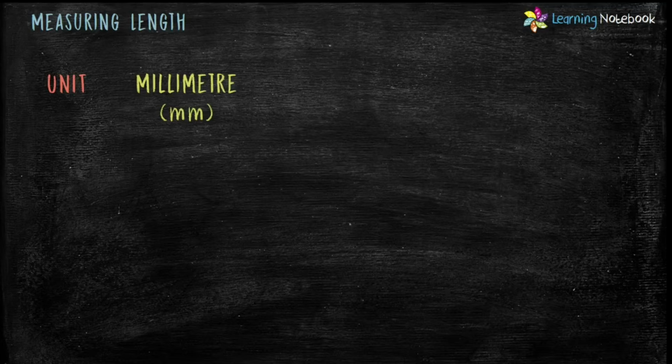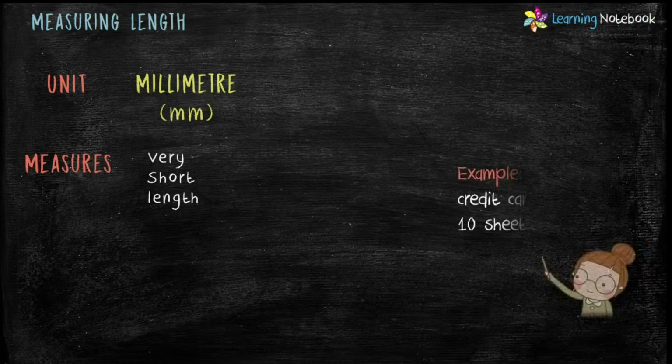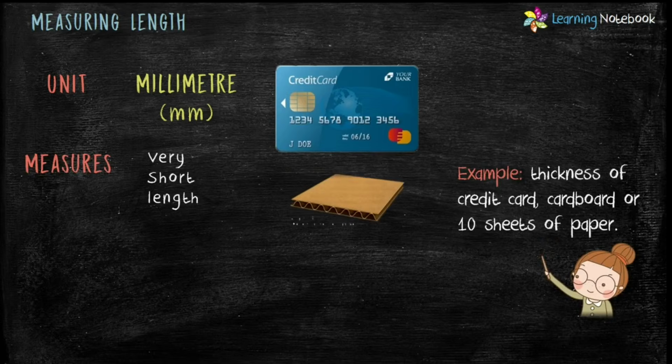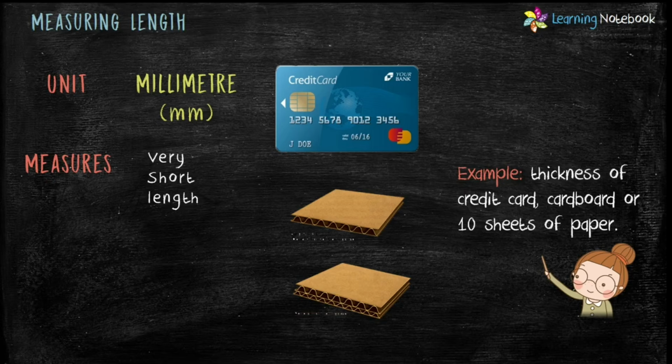First unit is millimeter, which is denoted by mm. Millimeter is used to measure very short length. For example, we can use millimeter to measure thickness of credit card, cardboard or 10 sheets of paper.